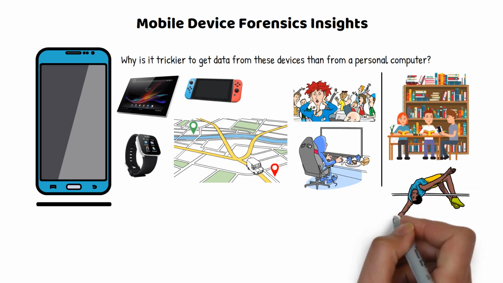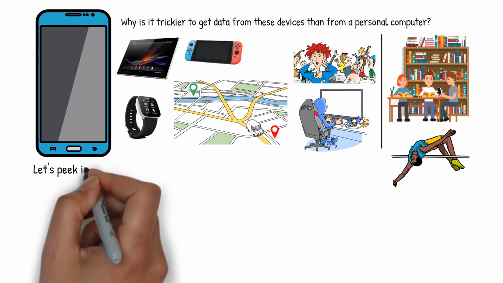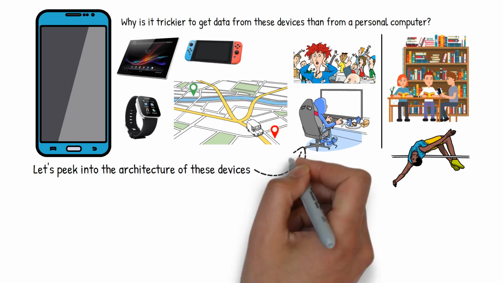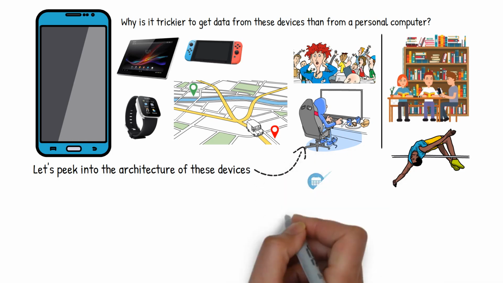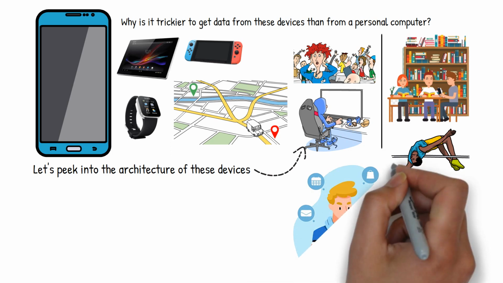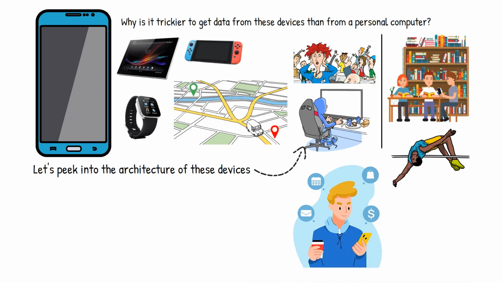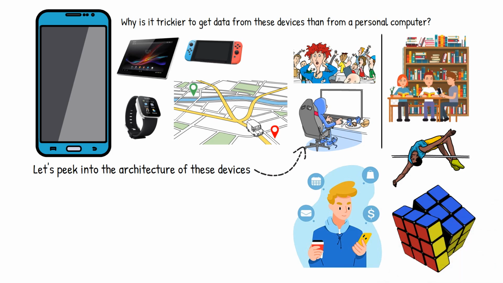Speaking of complexities, let's peek into the architecture of these devices. Unlike PCs, mobile devices are designed with portability and efficiency in mind. They're like a Swiss Army knife, compact, multifunctional, but not always easy to take apart. They have integrated circuits, layered components, and an operating system that's more locked down than Fort Knox. This makes extracting data a bit like trying to solve a Rubik's Cube with your feet.